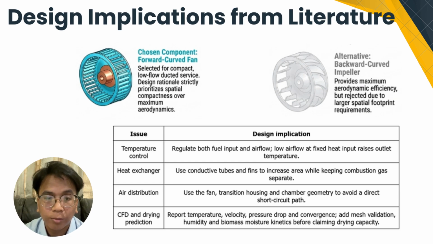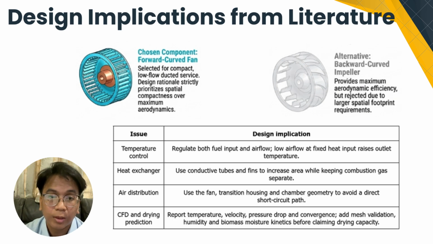For airflow distribution, the fan, transition duct, and chamber geometry must be designed to prevent direct airflow short-circuiting and ensure uniform air circulation. For CFD analysis, important parameters such as temperature distribution, velocity, pressure drop, and convergence behavior should be evaluated. Additional factors such as humidity and biomass moisture kinetics are required for more accurate drying prediction.